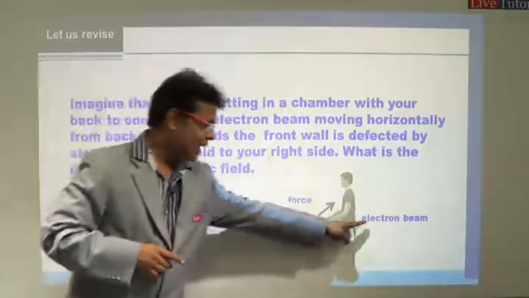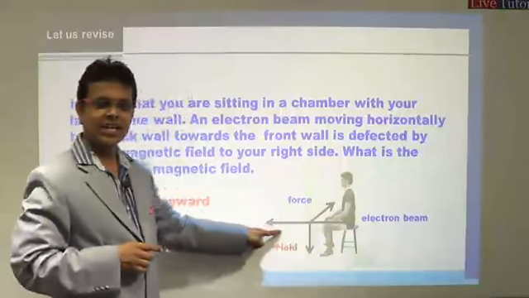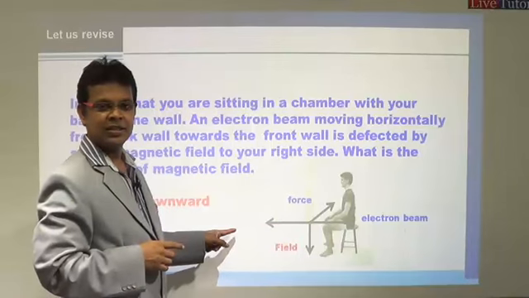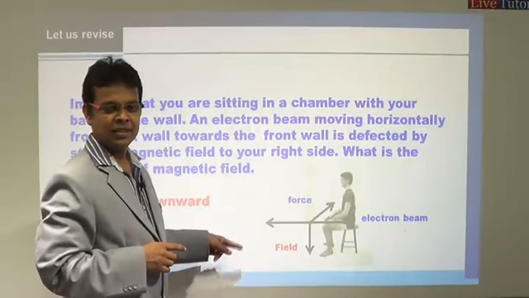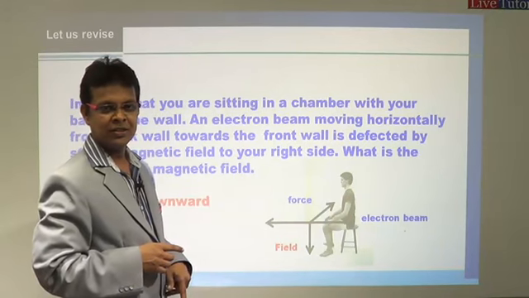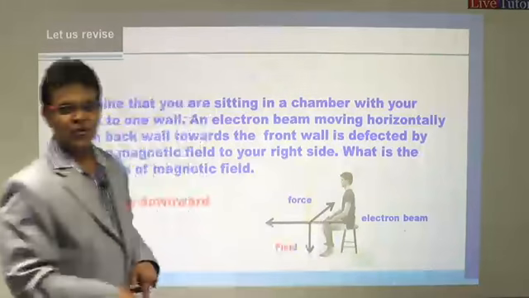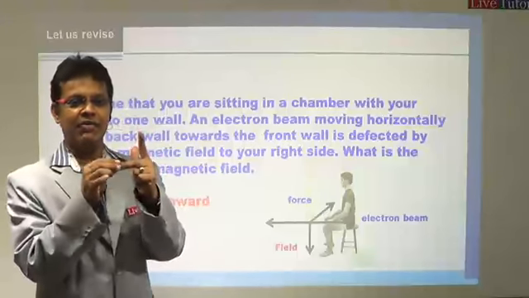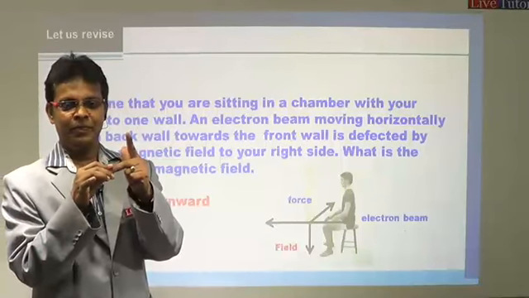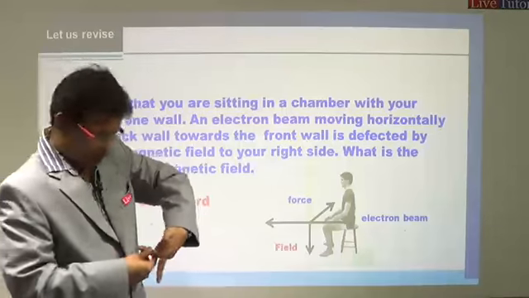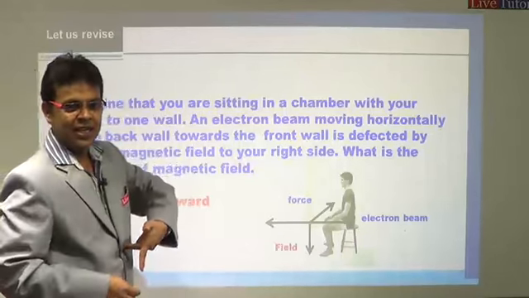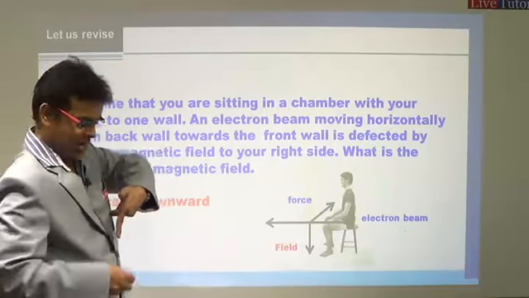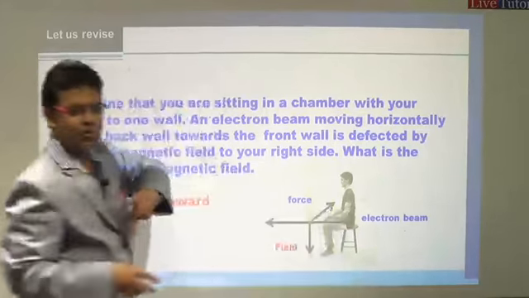I'll give you a clue. The direction of beam is like this. What is the direction of current then? Electron is moving like this. Current direction is opposite, that means pointing towards you, front to back. Which finger is indicating current here? The middle finger. So, you have to put your middle finger towards your stomach. Now, your thumb should be on the right hand side.